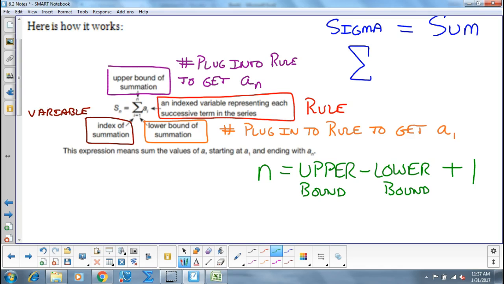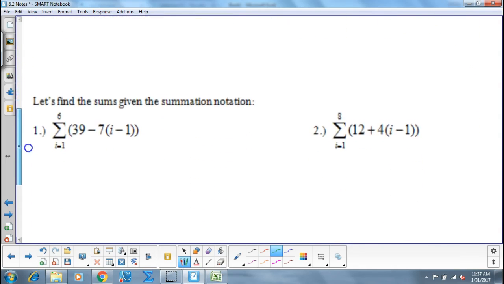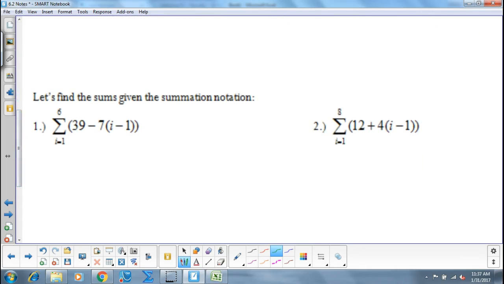Okay? Let's put it to work. Now, I carefully selected example number 1. I so carefully selected it that it's the same example number 1 that you just did at the top of that page. That's the sigma notation to go along with that example. So the answer should be 129.